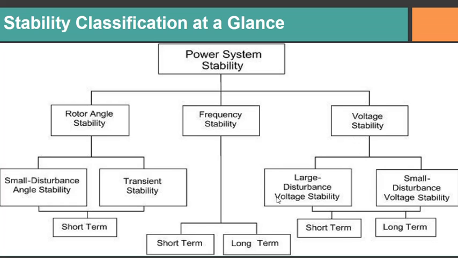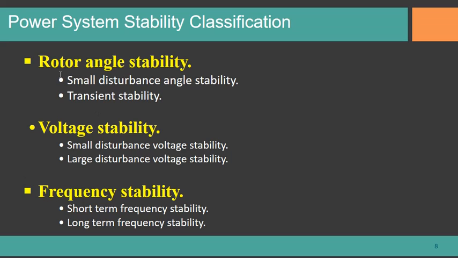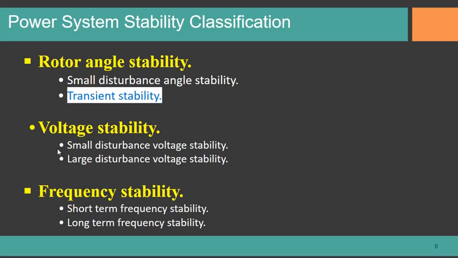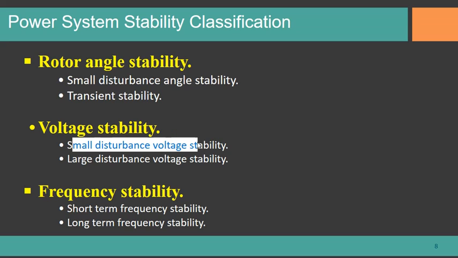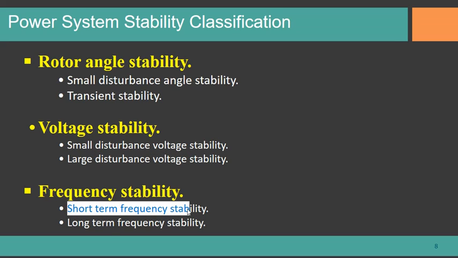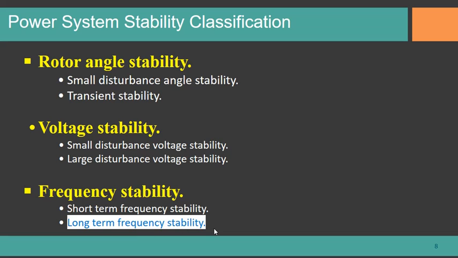Voltage stability: large disturbance voltage stability and small disturbance voltage stability. Again, there is short term voltage stability and long term voltage stability. So here it is mainly classified under three categories: rotor angle stability, voltage stability and frequency stability. In rotor angle stability, small disturbance angle stability and large disturbance, that is transient stability. In voltage stability, small disturbance voltage stability and large disturbance voltage stability. And frequency stability, short term frequency stability and long term frequency stability.